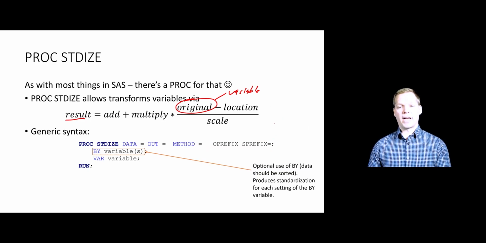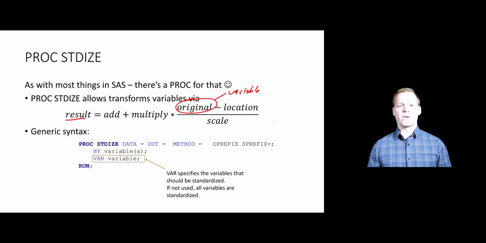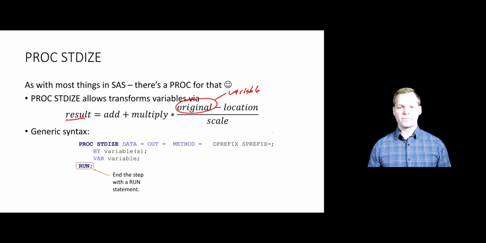You can do a BY variable statement here. If you do a BY statement, this allows you to do a standardization for every different level of some categorical variable. You do need to sort your data first if you're going to use that. And then the VAR statement allows you to pick which of your variables you want to do the standardization of. And of course, just like most of our proc steps, we're going to end it with a RUN statement.